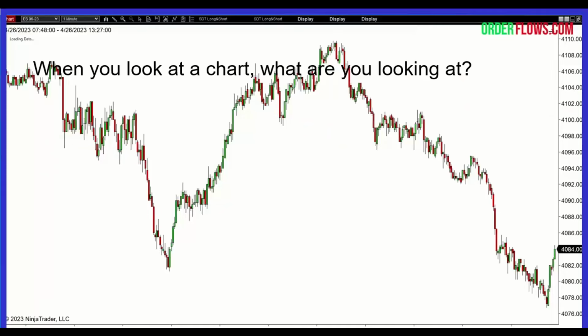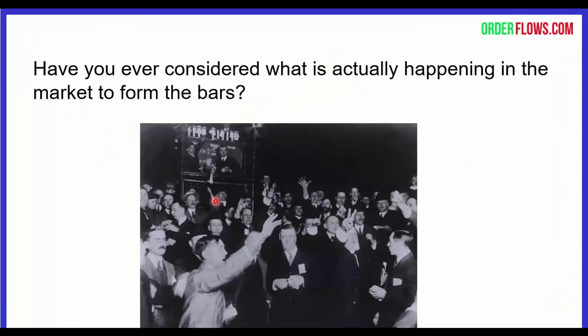So let's jump in. When you look at a chart, what are you really looking at? We all start at some point. We open up our computer, see a chart and say, oh, it would have been great if I could have bought down here and sold up here. But when you're looking at a chart, all you're really seeing is what price did, where price traded. It's not telling you anything else. It's not telling you about the conviction of buyers and sellers, what they're actually doing in the market.